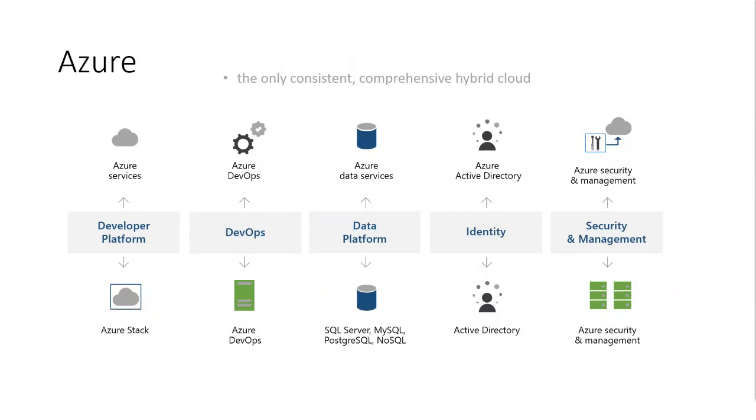Now, Azure is the only consistent, comprehensive hybrid cloud. Microsoft has understood that no matter what, there's still some on-premises infrastructure, as I said before, and it's going to be a while before we get rid of that. There's always going to be legacy applications that won't go away, and that's sort of the reason why there's a lot of RDS solutions out there, and that's always around.